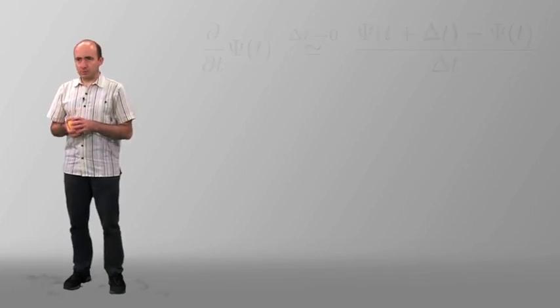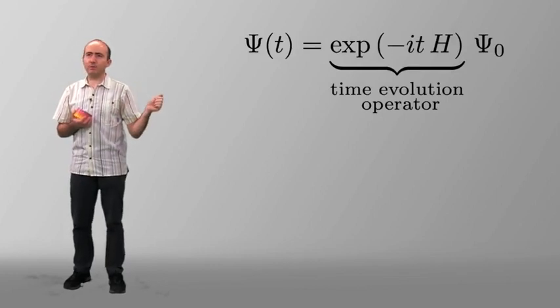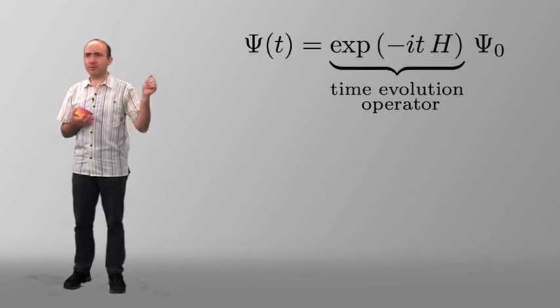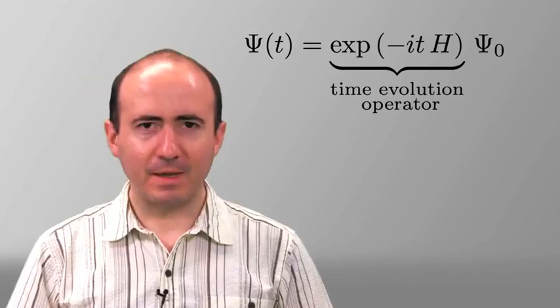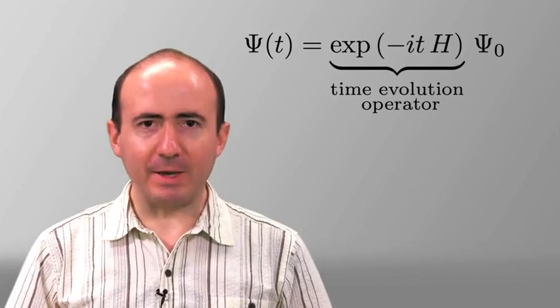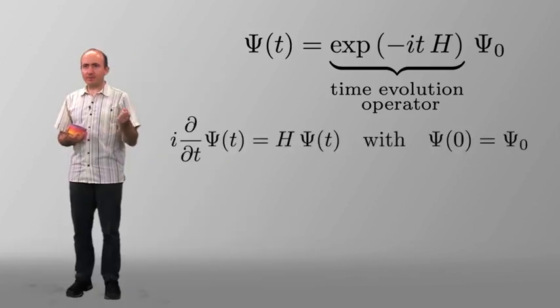A better choice is to consider the operator solution of this equation, which writes as follows. It is psi of t is equal to e to the power minus i H t times the initial vector psi of 0. You may indeed check by differentiating with respect to t that this expression is the solution of the Schrödinger equation with initial condition psi of t equals 0 is equal to psi 0.